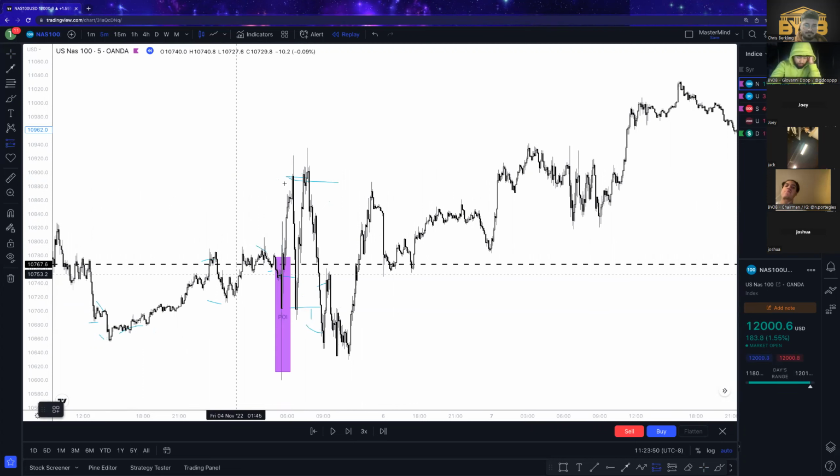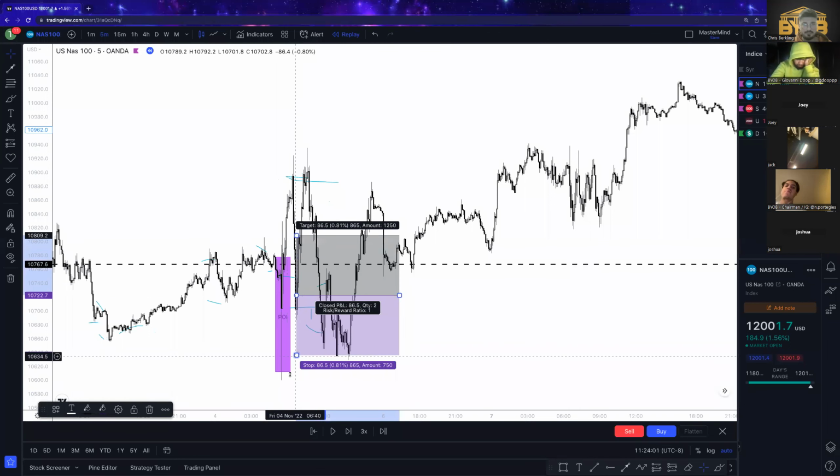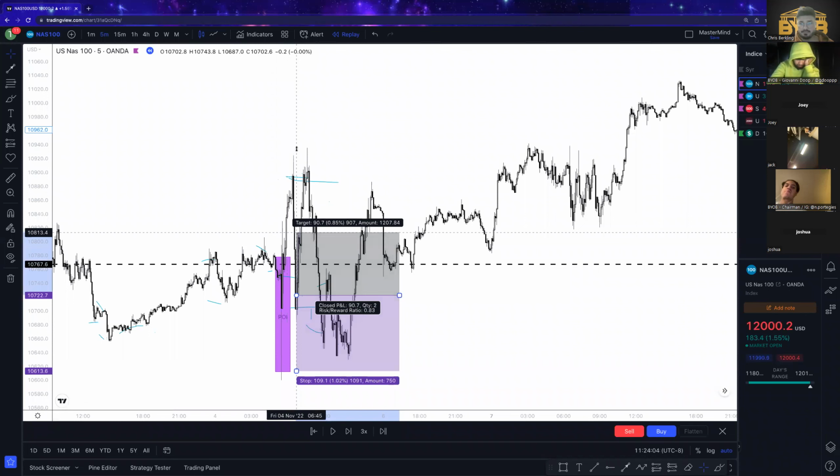Yeah, so after this close above, when price came down to this point of interest, the discounted price, 10,725, somewhere right there, right? Stop below the low and target.